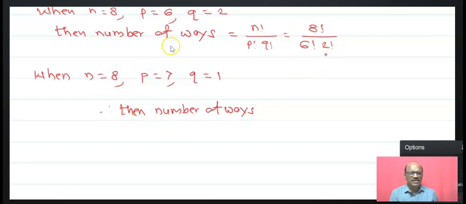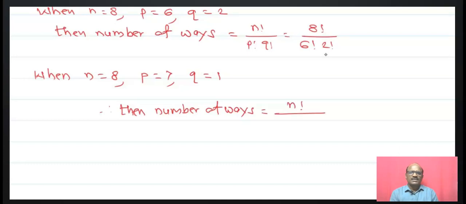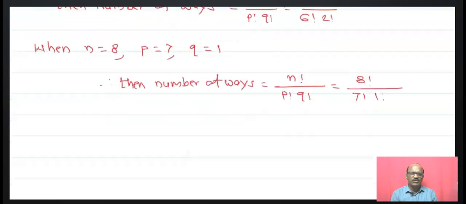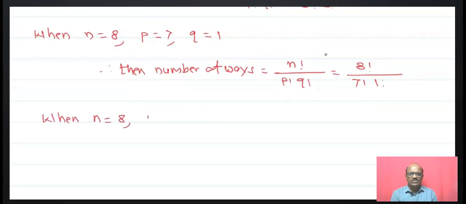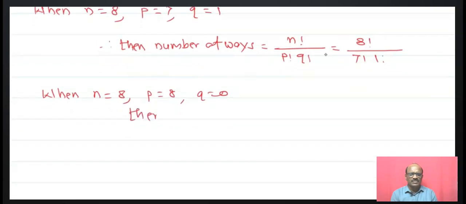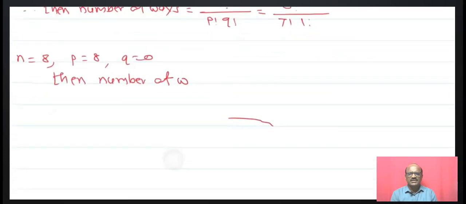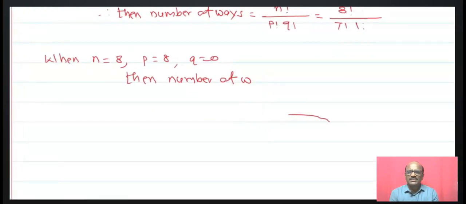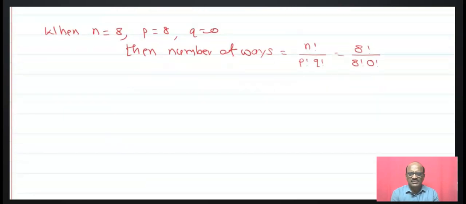Now again, when n is equals to 8, at least 6, we can also take 7 heads, at that time tail will be 1, and therefore n factorial upon p factorial into q factorial, that is 8 factorial upon 7 factorial into 1 factorial. And the last one, n is equals to 8, p is equals to 8 and q is equals to 0. That is at least 6 heads, therefore we can write like this. Then the number of ways is equals to n factorial upon p factorial into q factorial, that is 8 factorial upon 8 factorial into 0 factorial, and that is equals to 1. Now we'll add all these 3 conditions.